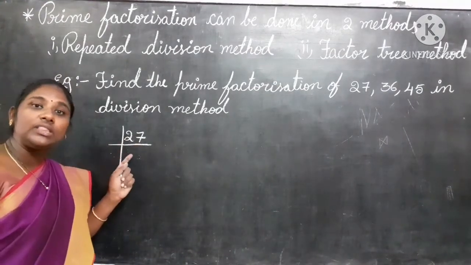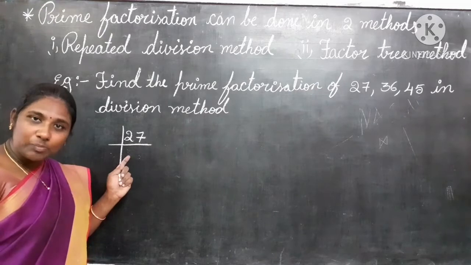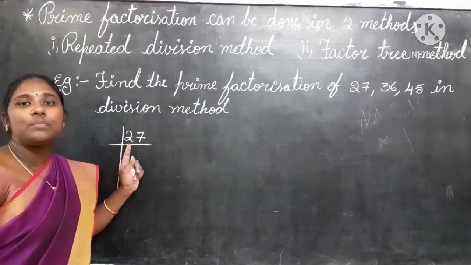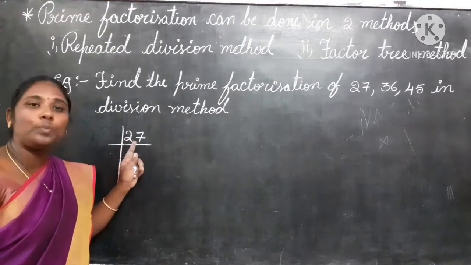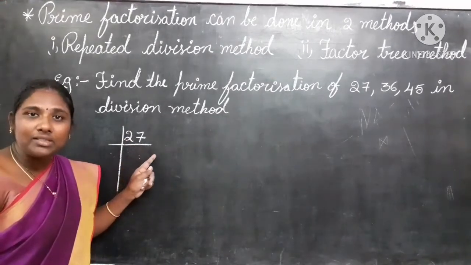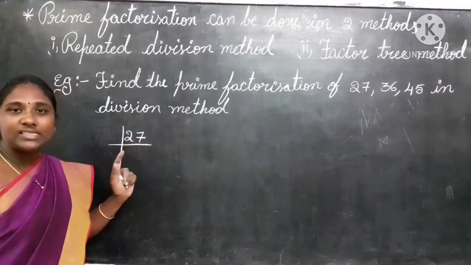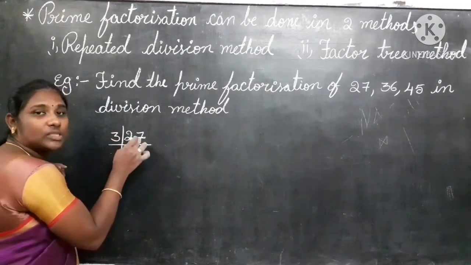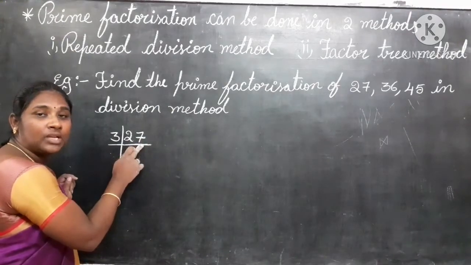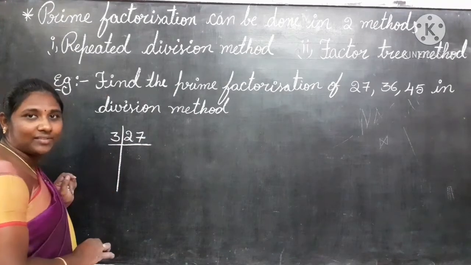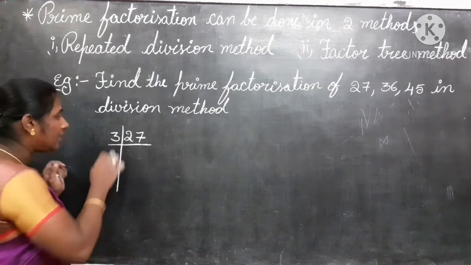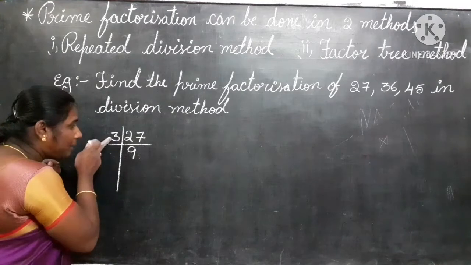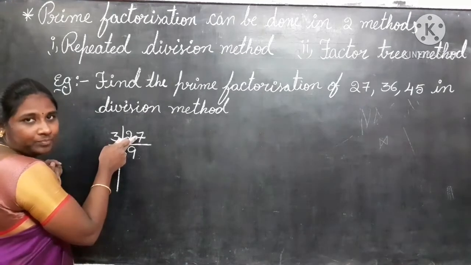Next we have to check with 3. Is it possible? What is the divisibility rule for 3? Sum of the digits. We add the digits: 2 plus 7 is 9, and 9 comes in the 3 table. So 27 will come in the 3 table, and we write this 3 here. How many times will 3 go into 27? 3 nines are 27. So we write 9 here. When we multiply these two, we get this number.